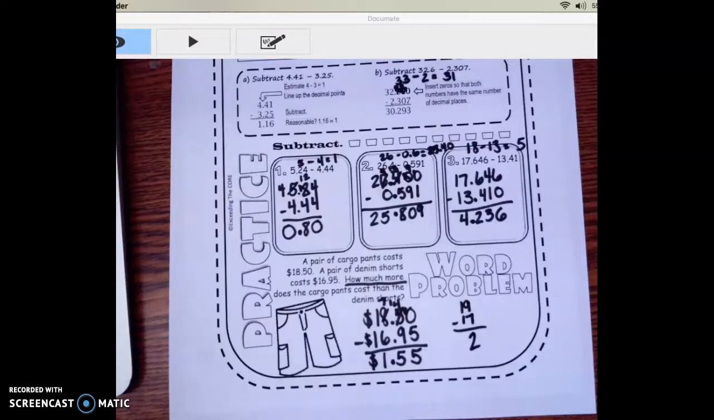You guys are going to have a slide of decimals to subtract for your practice today, and then you will finish out your assignment today with an exit slip showing me that you know how to add and subtract decimals.